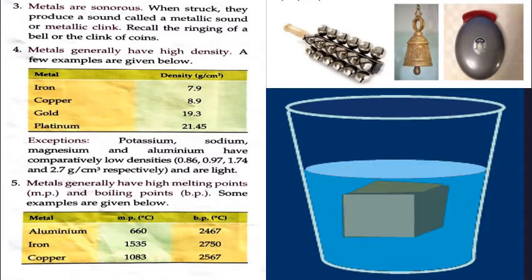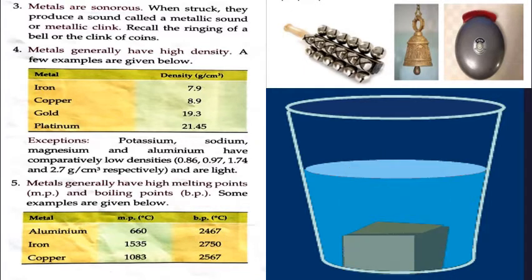We have to know that this density is given to us with respect to what? With respect to water. They are having high density with respect to water. That's why they don't float over water. They sink in it. They are having higher density than water. That is why whenever we put a metal into water, it will sink.